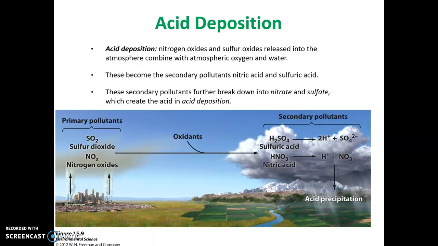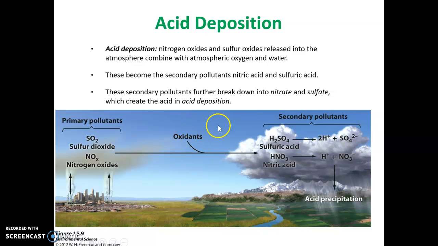So first of all, the definition of acid deposition. It's when nitrogen oxides and sulfur oxides are released into the atmosphere and they combine with atmospheric oxygen and water to produce secondary pollutants called nitric acid and sulfuric acid. These secondary pollutants further break down into substances known as nitrates and sulfates, and that's the acid part of the acid deposition. So we'll take a look again at the primary pollutants, sulfur dioxide and both of the nitrogen oxides.